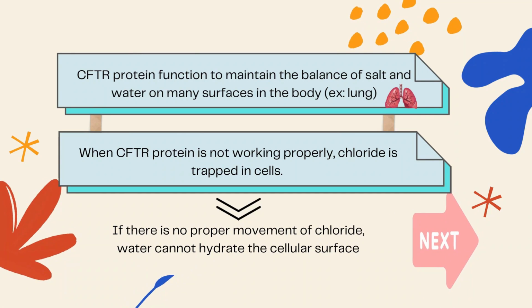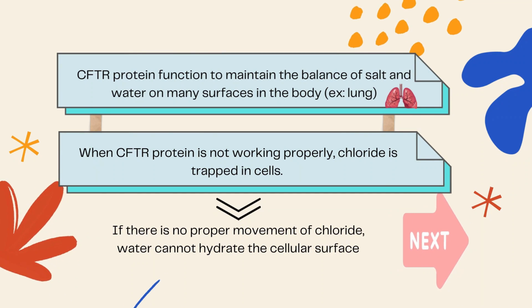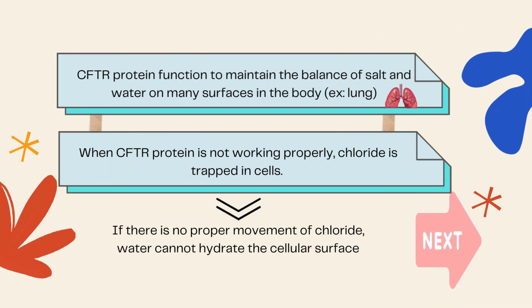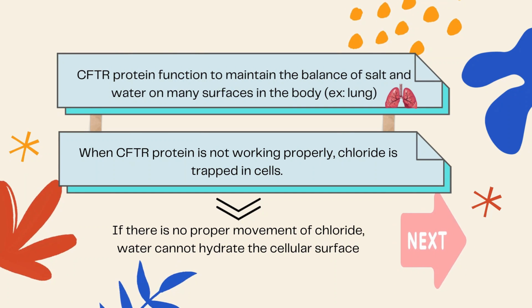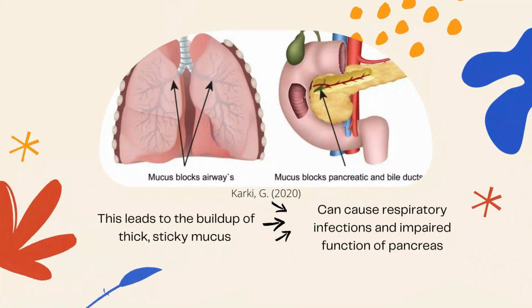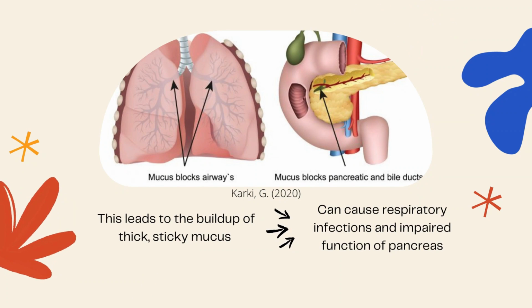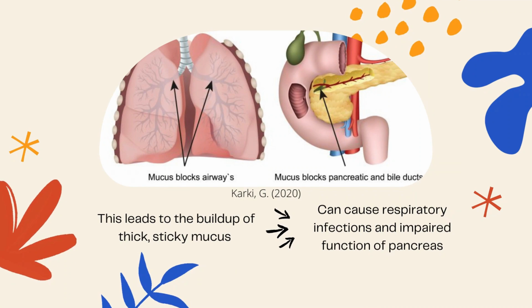When the CFTR protein is not working properly, chloride is trapped in the cell, and if there is no proper movement of chloride, water cannot hydrate the cellular surface. This will lead to build-up of sticky mucus causing respiratory infections and impaired function of the pancreas.